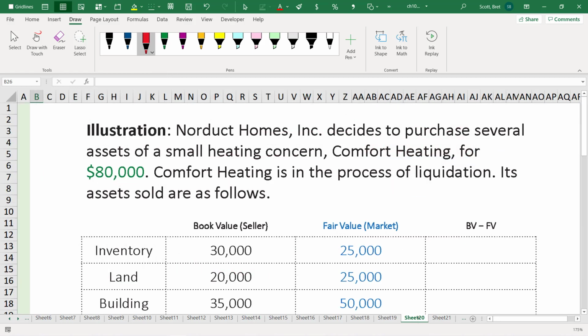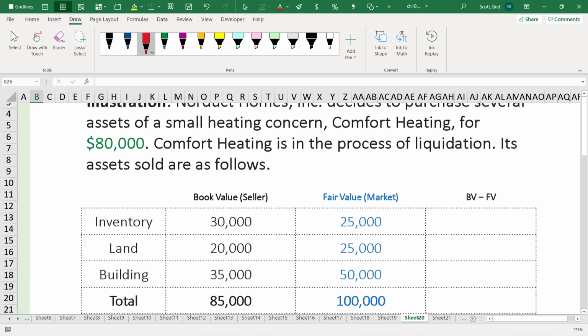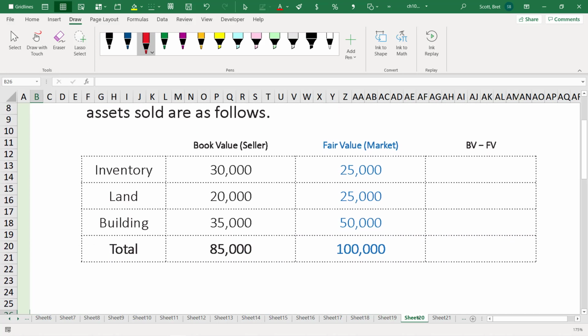Now, to give you an example of what's going on here, here's an illustration. Norcut Homes Inc. decides to purchase several assets in a small heating concern, some type of business, if you will. Comfort Heating is the seller, for $80,000 total. Comfort Heating is in the process of liquidation. Its assets are sold as follows. So, on the seller's books, the seller has inventory, land, building, totaling $85,000. But the seller is willing to offer us all of that stuff for $80,000.